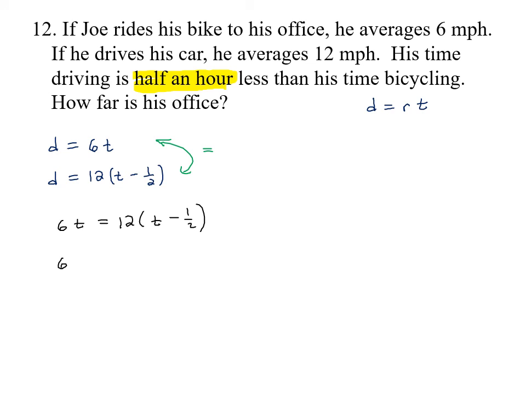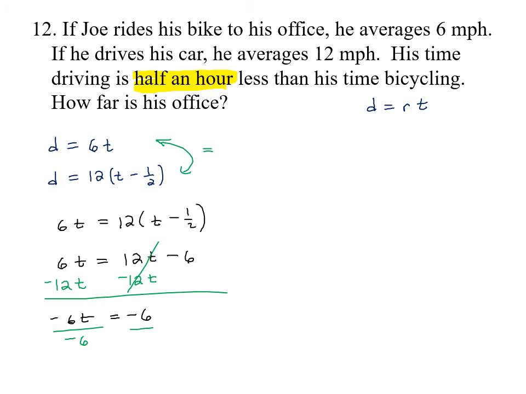And so if you multiply the 12 across, 12 times t is 12t, and 12 times a half would be 6. If I subtract the 12t off to get all the t's to the same side, I'll get negative 6t equals negative 6. And then I could divide by negative 6 on both sides to get that t equals 1. And in fact, that would be 1 hour.